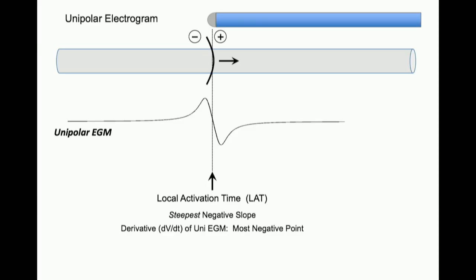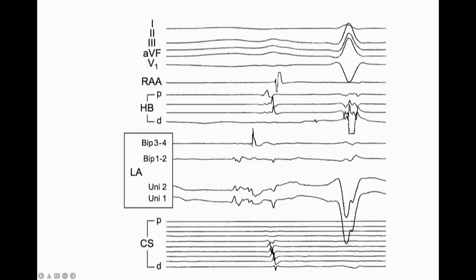So normally, in normal myocardium, this is really quite easy. You have a single wavefront coming across like that. When you get into diseased tissue, heavily scarred tissue, now you're looking at multiple negative downslopes in there. So the question is, which one do you select for the local activation time?